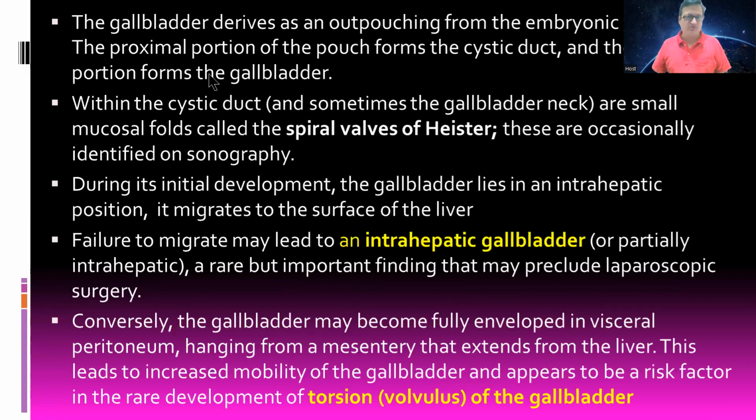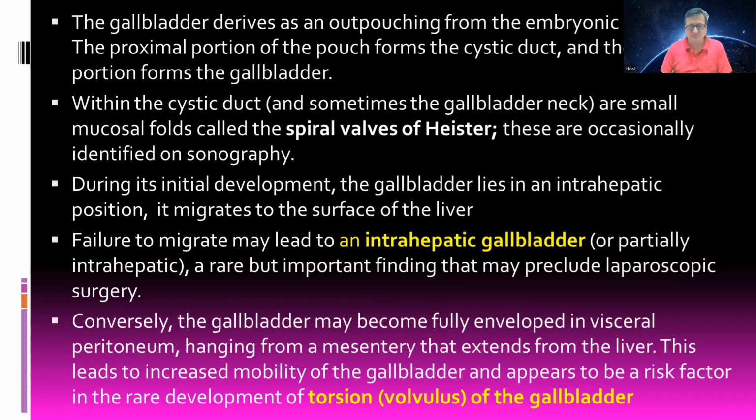Now, gallbladder derives as an outpouching from the embryonic biliary tree. The proximal portion of the pouch forms the cystic duct and distal portion forms the gallbladder. So, two parts are there. Proximal part of the pouch which forms the cystic duct and distal portion which forms the gallbladder. So within the cystic duct, there are small mucosal folds as we already discussed, that is spiral valve of Heister, and they are occasionally identified on the sonography.